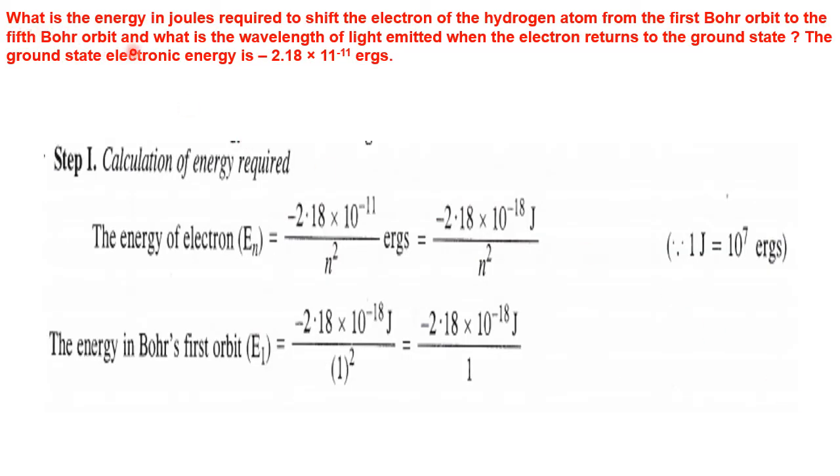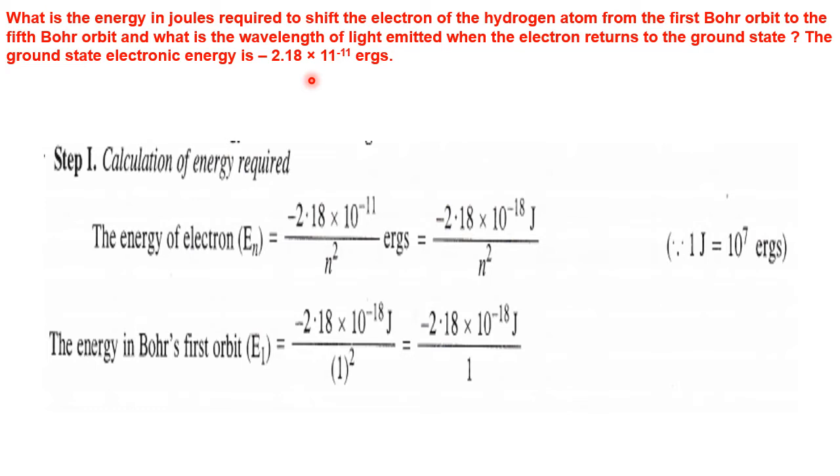What is the energy in joules required to shift the electron of the hydrogen atom from the first Bohr orbit to the fifth Bohr orbit? And what is the wavelength of light emitted when the electron returns to the ground state? Okay. The ground state electronic energy is given as this much in ergs. Electron of the hydrogen atom from the first Bohr to the fifth Bohr.